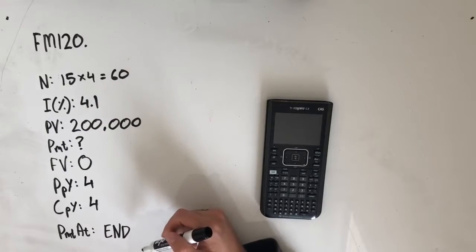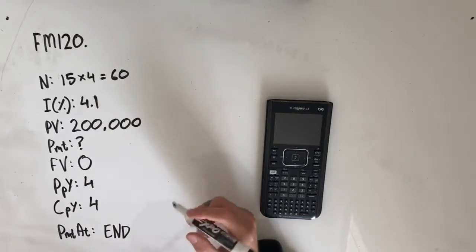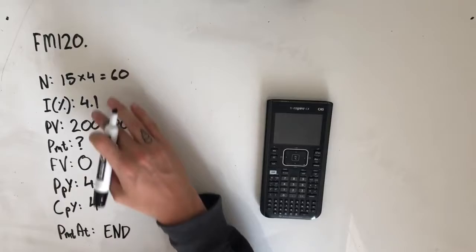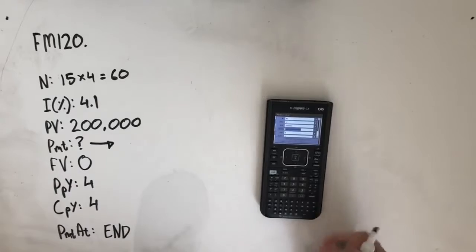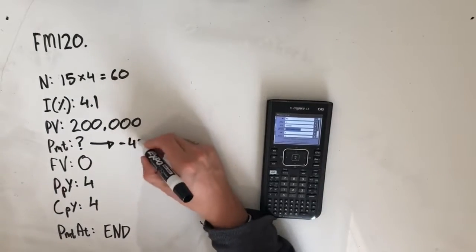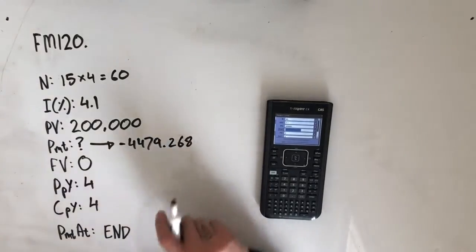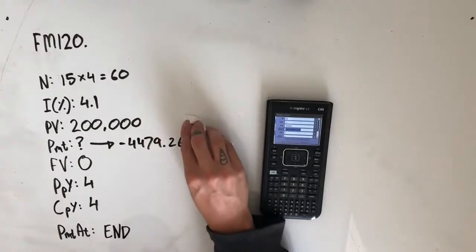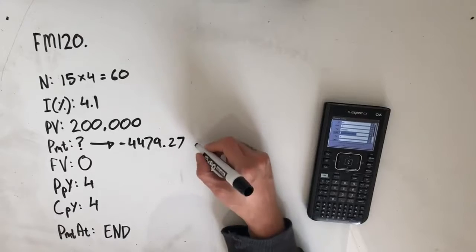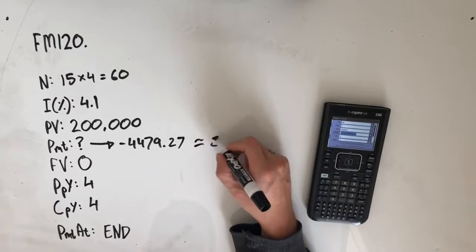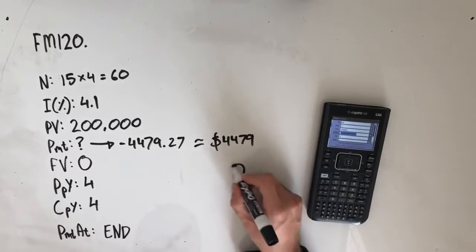Now this payment amount, or so payment at, always stays on end. Don't worry about that. So once you've plugged all these variables into your calculator, you're going to head to payment, and then you're going to hit enter. And it's going to spit out a minus 4479.268. Now, of course, we're talking about money, so we might round this to 27 if we were giving this as an answer to cents, but we're not. We want this to the nearest dollar, which means our amount is going to be 4,479, which happens to be option D.